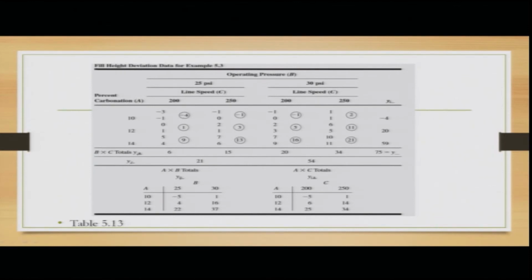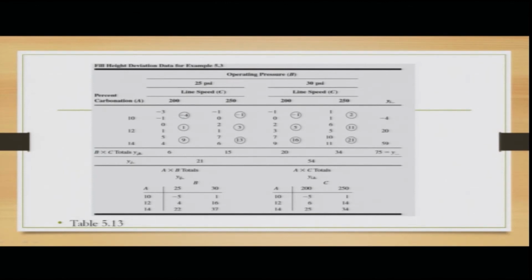Similarly, for 30 psi, line speeds of 200 and 250, the values are -1, 0, 2, 3, 7, 9. I am not reading the circled ones, which I mentioned in the last slide. For line speed 250, the values were 1, 1, 6, 5, 10, 11. The values are 2, 11 and 21.